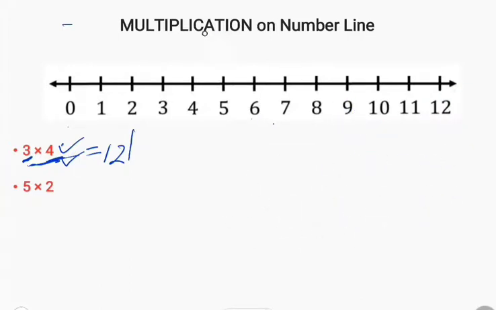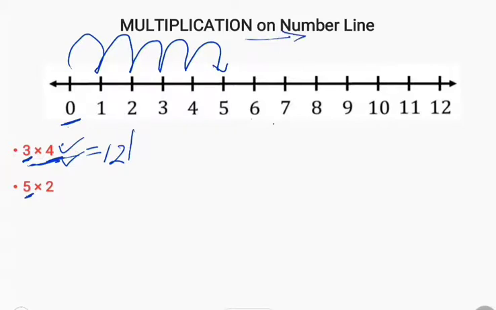So, first we'll move 5 steps on the number line. 1, 2, 3, 4, 5. So, we started from 0 because initially we are at 0. And since no sign is given, that means positive. So, we'll move in the right direction. So, 5 steps we have moved.